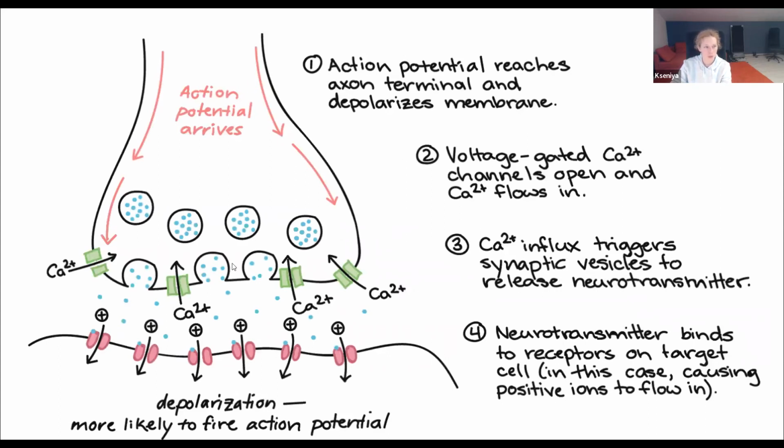And when an action potential reaches the axon terminal, it depolarizes the membrane. The voltage-gated calcium channels are opened. The calcium flows in, and the calcium influx triggers synaptic vesicles to release neurotransmitters. Then the neurotransmitter binds to these receptors on the target cell, so this is in fact the electrochemical transmission of the signal in the synapse.